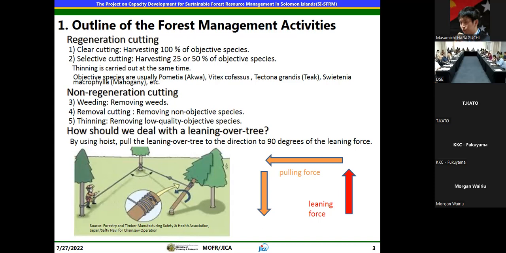The next big point is how should we deal with a leaning tree? By using a hoist, pull the leaning tree to a direction 90 degrees to the leaning direction. This is a pressure used for felling of trees. If a tree cannot be felled in the proposed direction, then a rope has to be used in order for the tree to be felled in a safer direction.